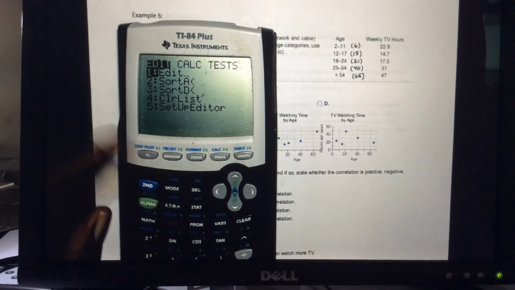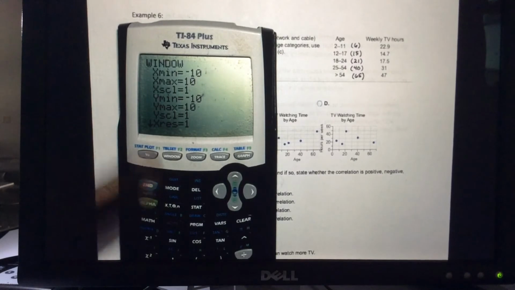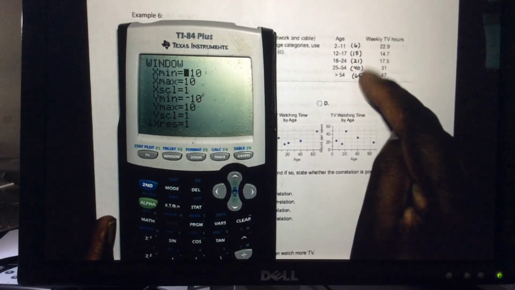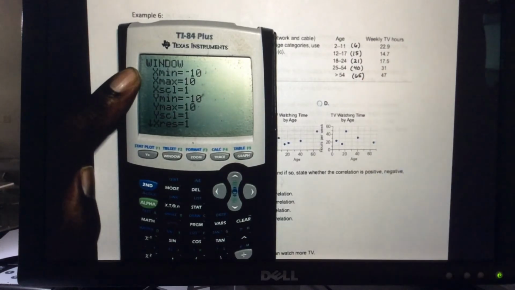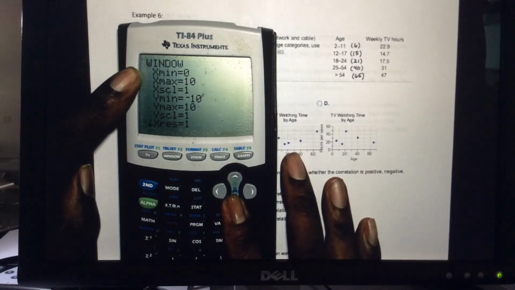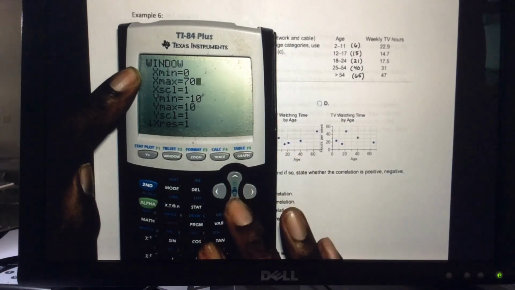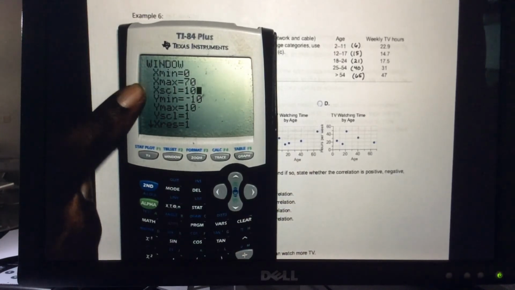So here, press the window key at the very top. These data values are from 6 to 65. So I'm going to let X min start at 0, and then my X max, let's say 70. The X scale, let's do increments of 10 in this case.